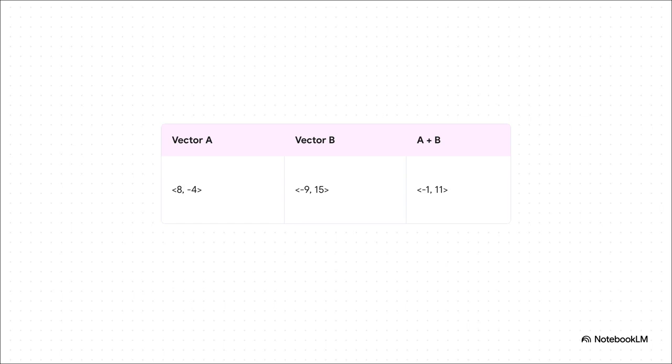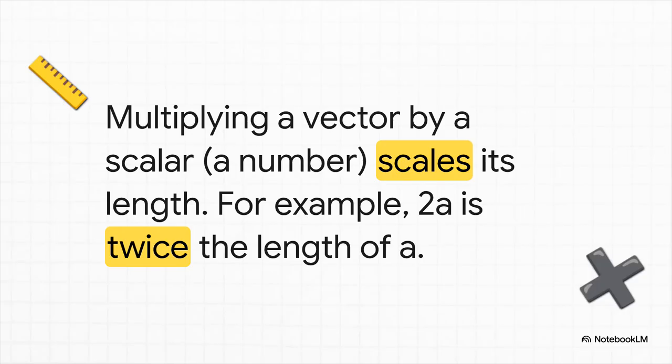It's that easy. And what if you multiply a vector by a regular number, a scalar? All you're doing is scaling it, just stretching it or shrinking it. So if we take our ⟨4, 3⟩ vector and multiply it by 2, we just get ⟨8, 6⟩. It's a new vector pointing in the exact same direction, but now it's twice as long.